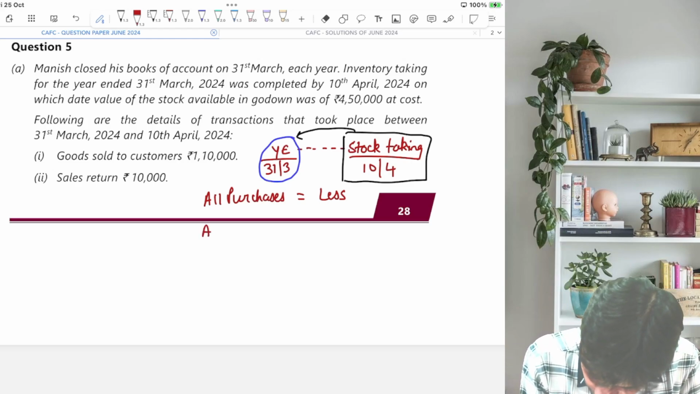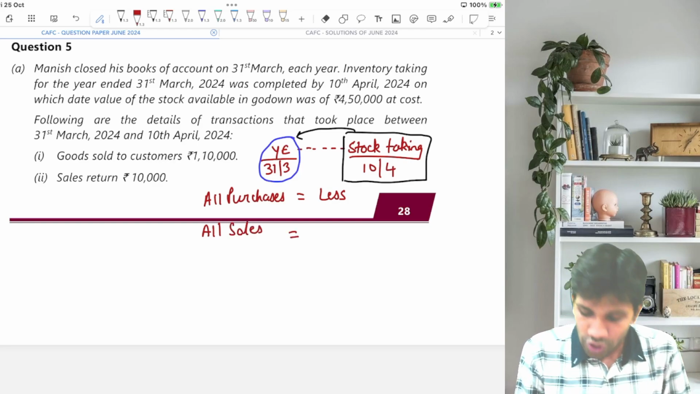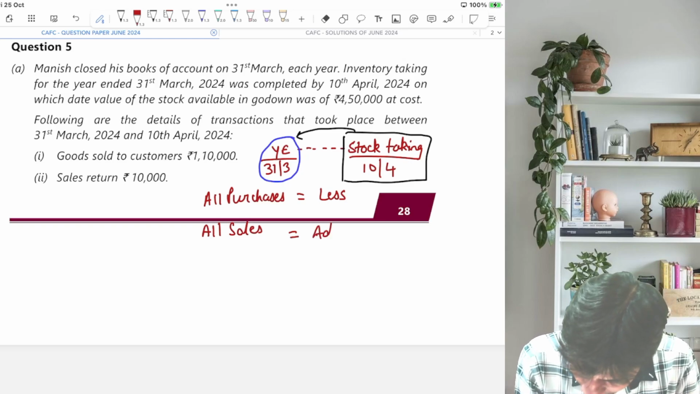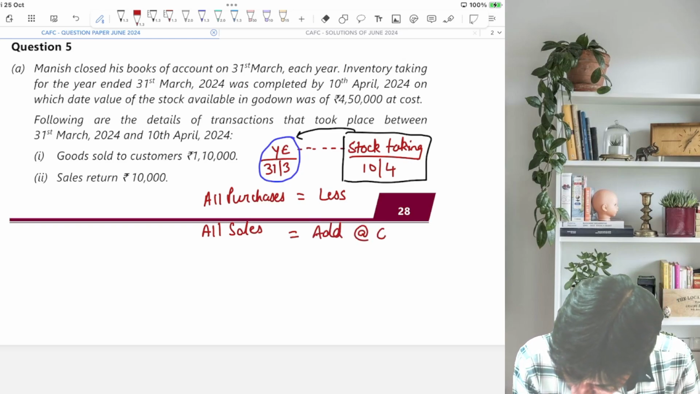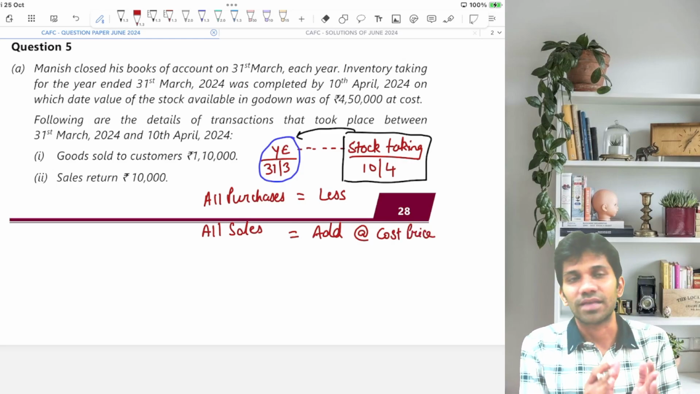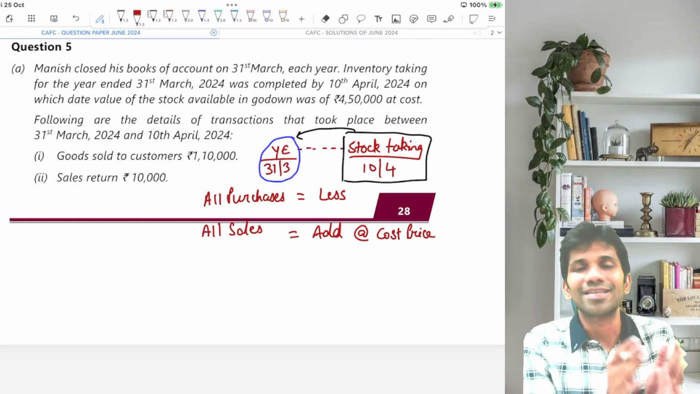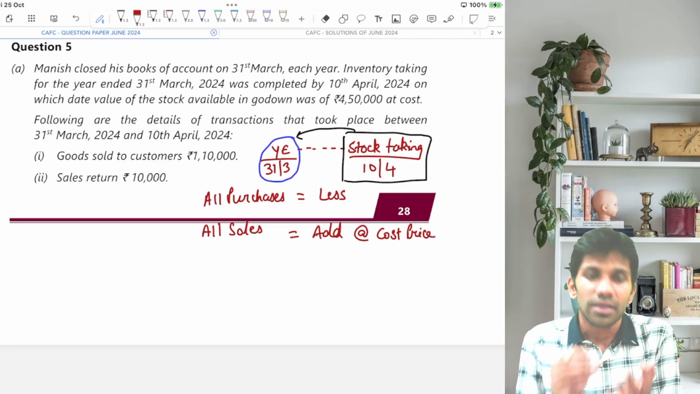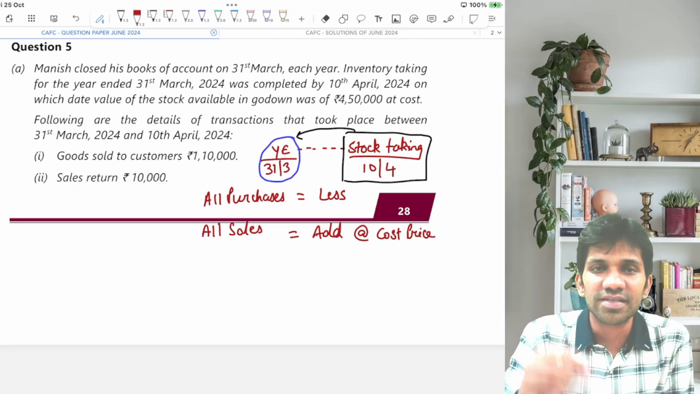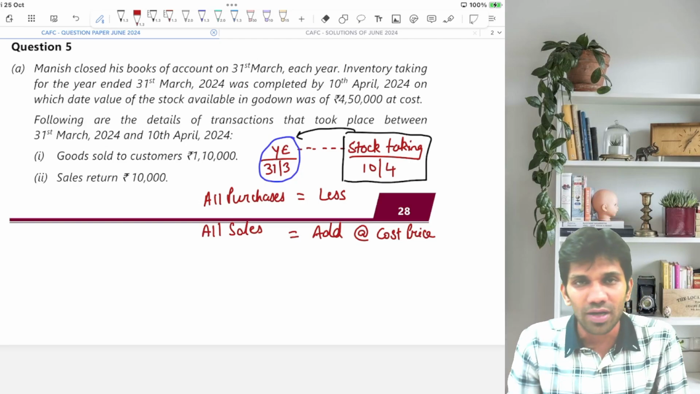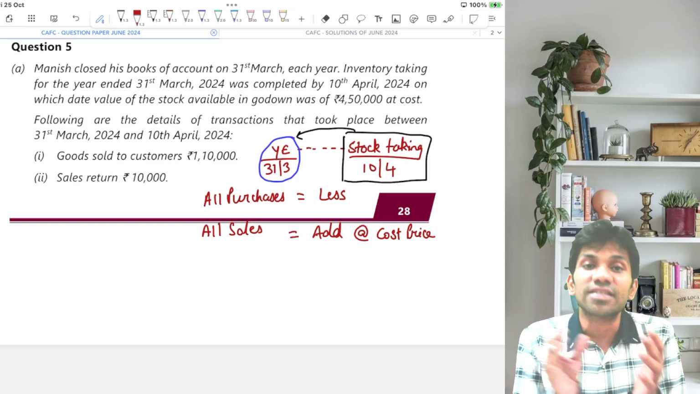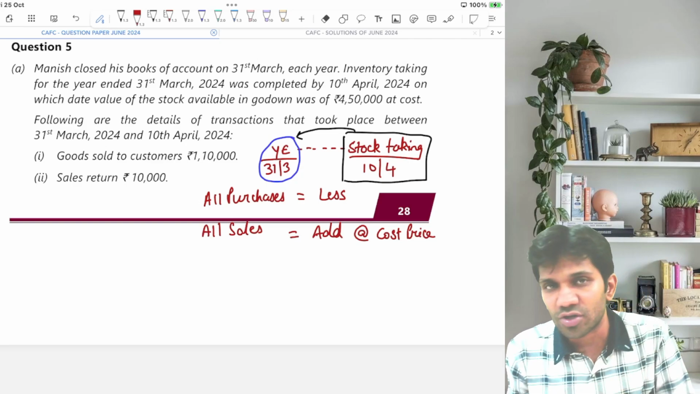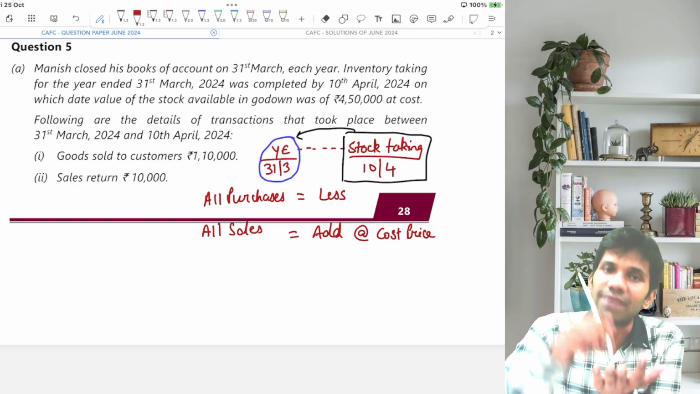And all sales done between 1st April and 10th April should be added back, and added at cost price. All sales happening between 1st April and 10th April, these goods have gone out of the business as on 10th April. So as on 10th April, we don't have these goods. But on which date are we supposed to calculate closing stock? On 31st March. So can I say on 31st March these goods were lying with us only?